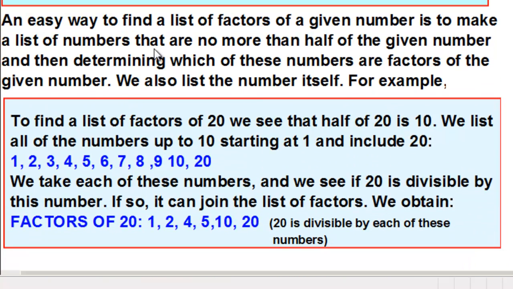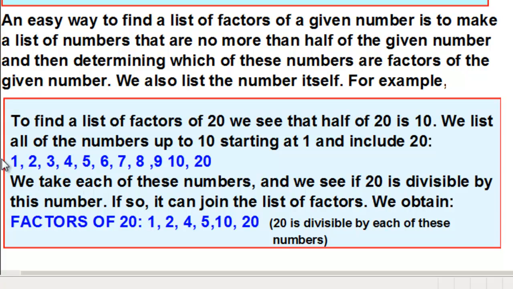An easy way to find a list of factors of a given number is to make a list of numbers that are no more than half of the given number, and then determine which of these numbers are factors of the given number. We also list the number itself. So, for example, to find a list of factors of 20, we see that half of 20 is 10. So we list all of the numbers up to 10 starting at 1 and include 20, and that's what we've done here. Now, we take each of these numbers and we see if 20 is divisible by this number. If so, it can join the list of factors.